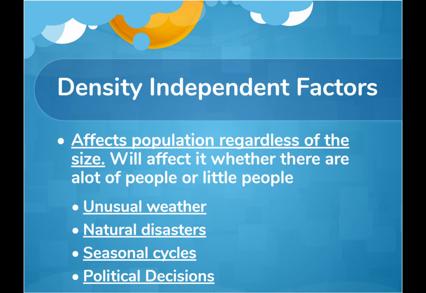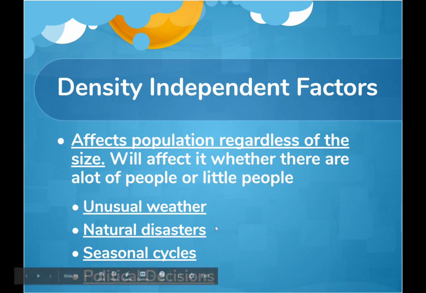And examples of density independent factors are weather, like if it gets too cold, or if it's really hot, people might die out in the streets, and that doesn't really matter if there's a lot of people or not. Tornadoes, hurricanes, those are natural disasters. Seasonal cycles, and political decision. So if Trump decides to start a war, no matter where you are in America, that's going to affect people, whether you're in an area that has a lot of people or not.